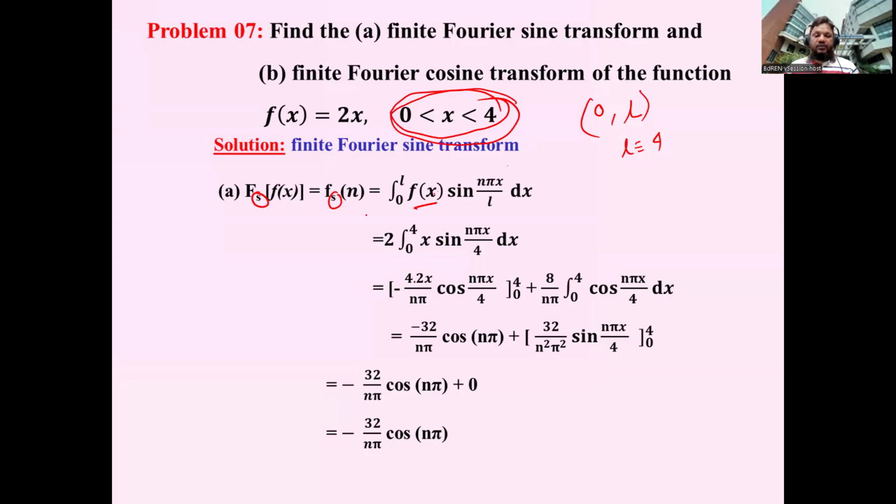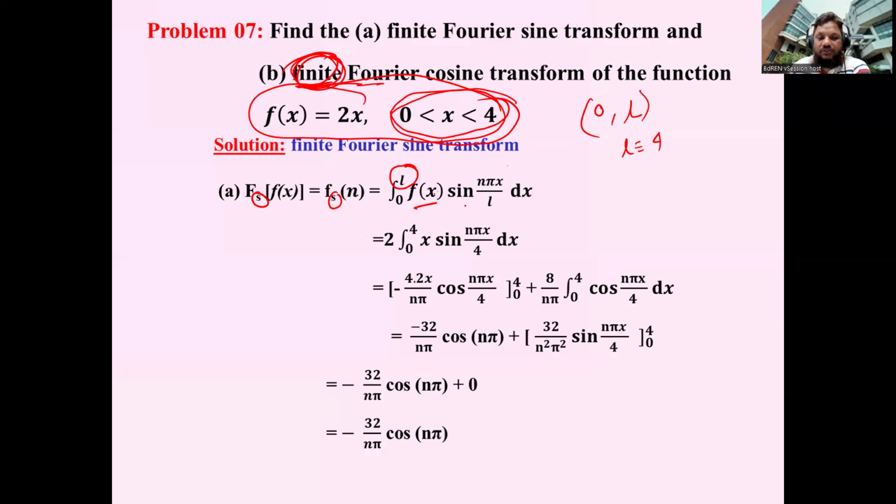Keep in mind that in the previous problem it was infinite. But as the function is defined here from 0 to 4, and it is also given here as finite Fourier sine transform, it is finite. Likewise, if it is Fourier cosine transform it will be infinite, and if it is finite, it will be given as finite Fourier cosine transform.